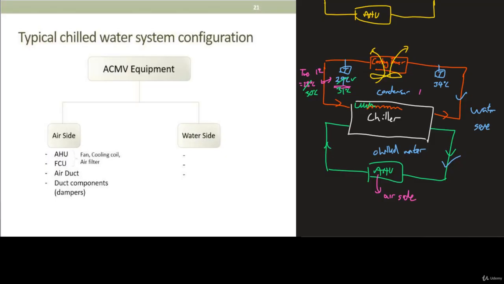For the water side, it's very clear cut. You will have your chiller, your cooling tower, as well as the pumps that are used to transport the water around. You have two types of pumps. One is the chilled water pump that is used to transport the chilled water around, and you will have your condenser water pump that is transporting the condenser water to the cooling tower.